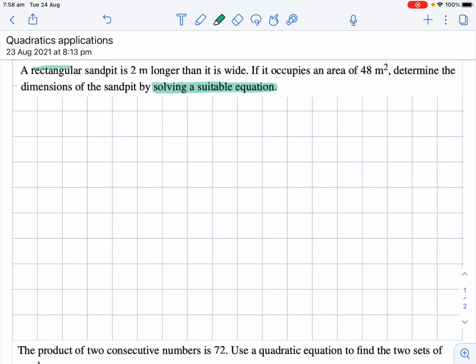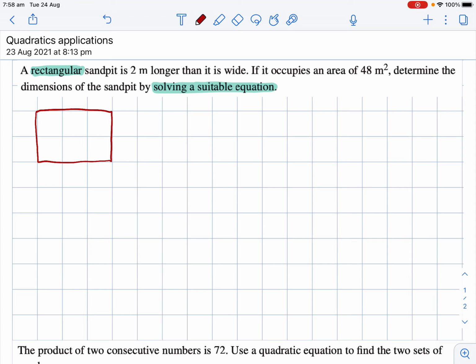Let's pick out some other key information here. We know that it's a rectangular sandpit. So let's actually start with that. Let's draw ourselves a diagram. Let's make it a rectangle. That makes sense. There we go. There's my rectangle. And it's 2 meters longer than it is wide.